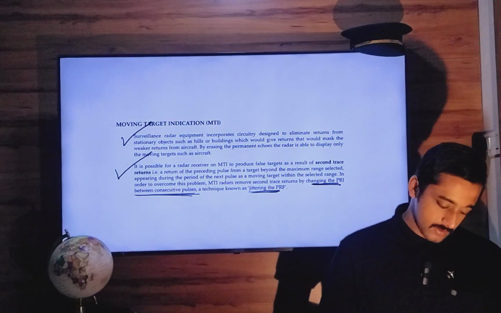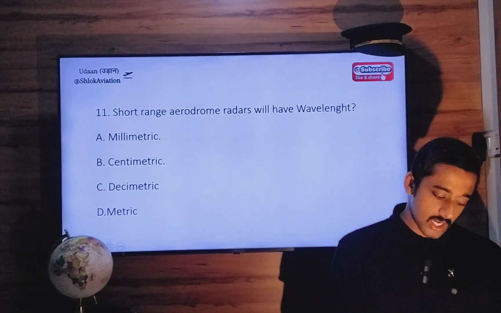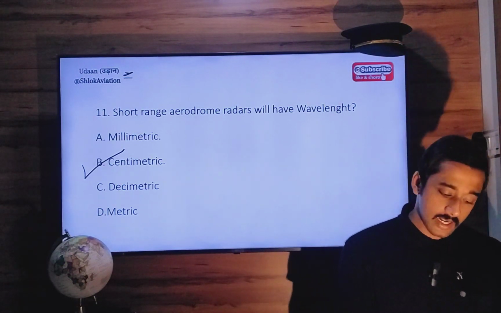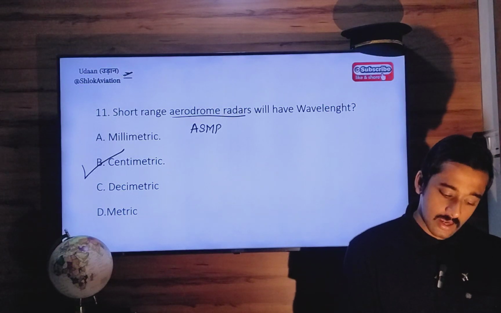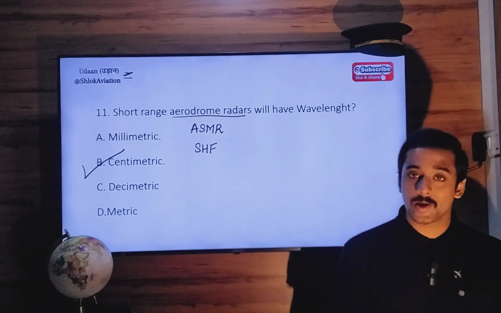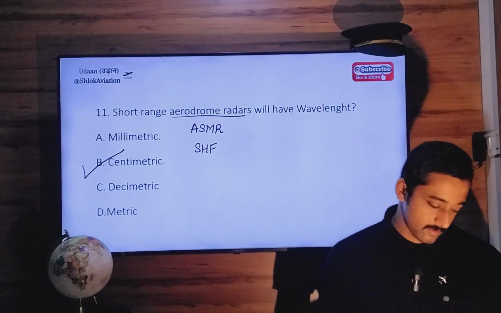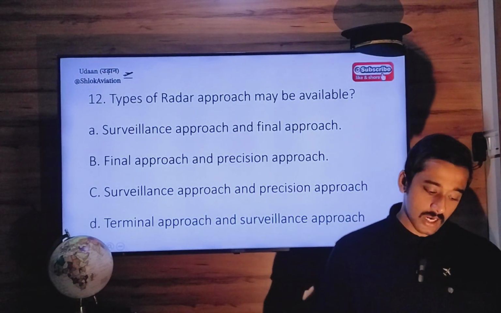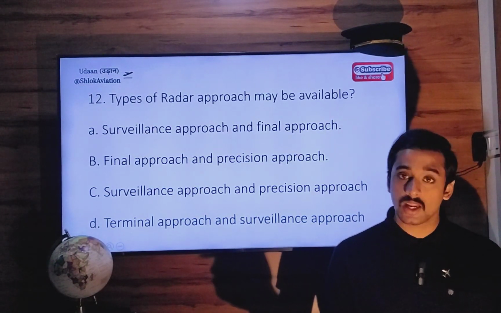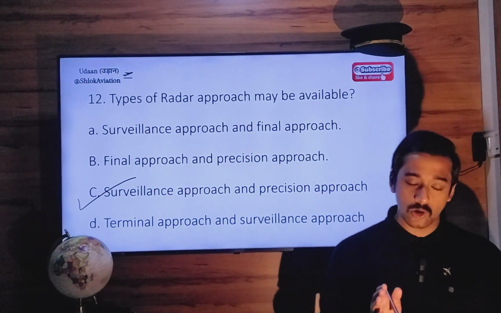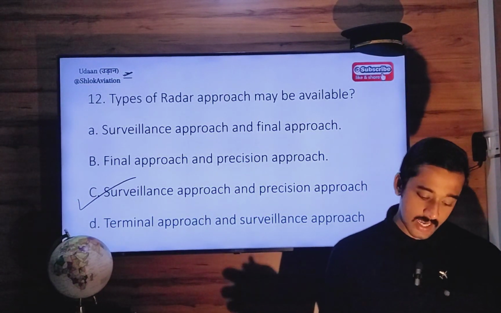So remember this. Next, short range aerodrome radars will have wavelengths which are centimetric. Short range aerodrome radars are nothing but airport surface movement radar, and they operate in the frequency band of super high frequency, and super high frequencies have wavelengths in the range of centimeters. Question 12. Types of radar approach: surveillance approach and precision approach. Surveillance approach is based on surveillance radar and precision approach is based on precision radar. So option Charlie is the correct option.